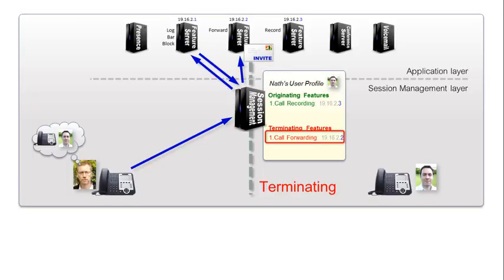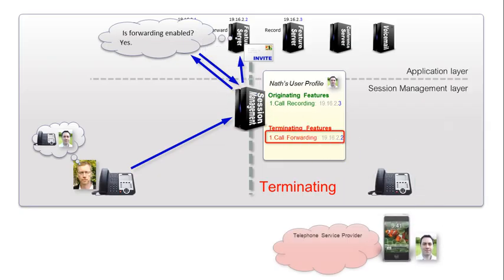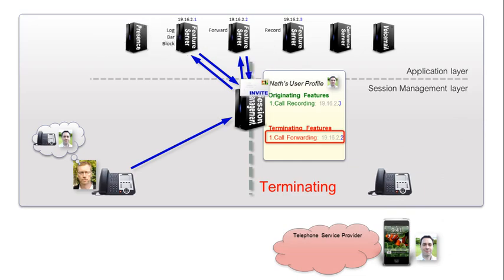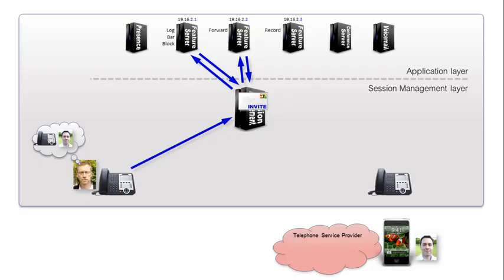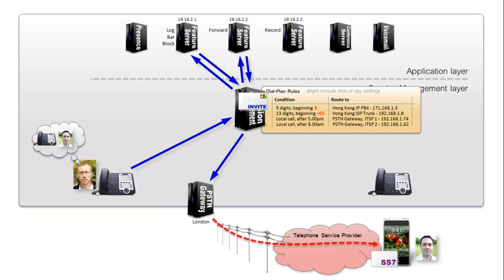As it happens, just moments before, Nathan enabled call forwarding to his mobile before leaving the office. With call forwarding enabled, the feature server changes the dialed request URI to Nathan's mobile number, and passes back the request. That done, feature routing is complete, and the session manager turns its attention to call routing, checking its dial plans and, in this case, routing the invite through a PSTN gateway to Nathan's mobile phone.